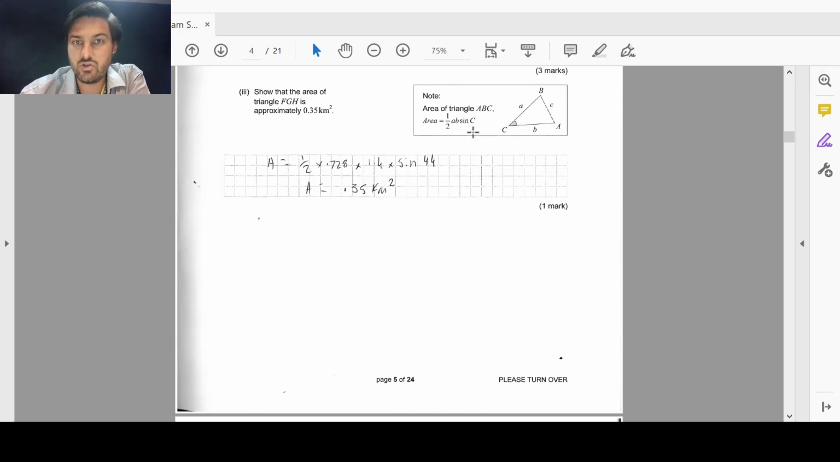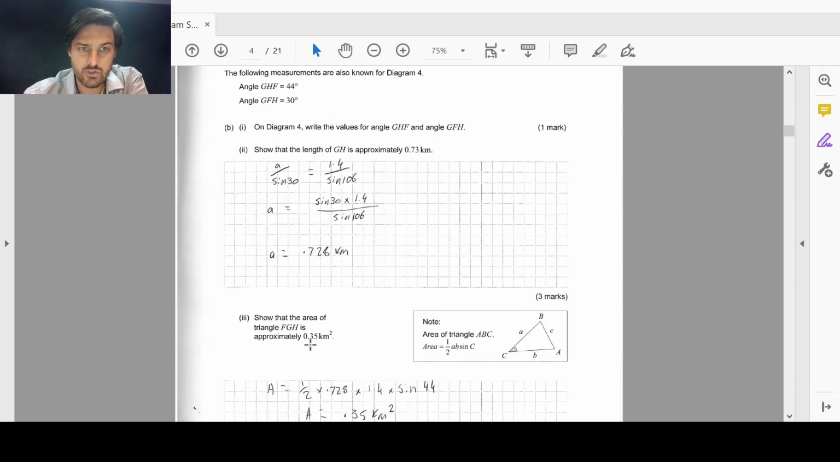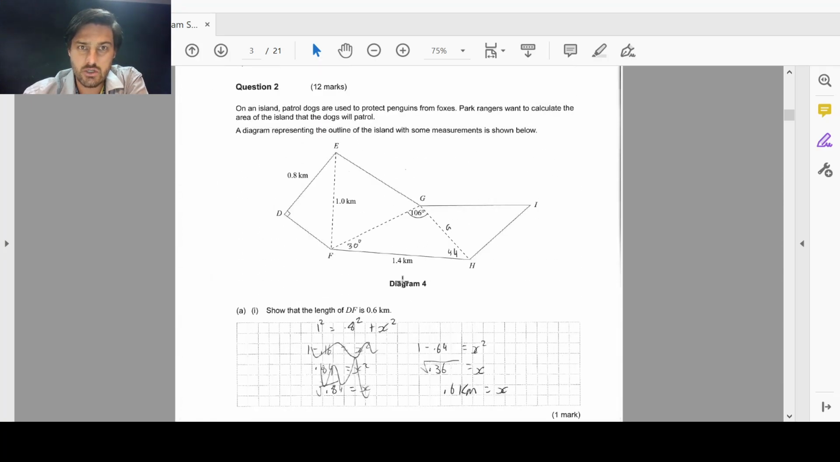Now they've given you the formula, obviously. It follows exactly the same principles as we were talking about with our non-right angled triangle. So half AB sine of angle C. The best thing to do here is to actually start from angle C, right? So what triangle? FGH, yep, so this one here.